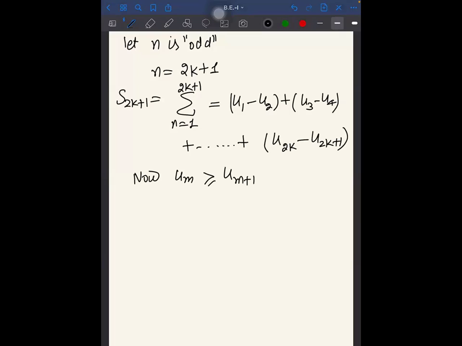Why is it so? Sir, it is given. Already given. Decreasing. Right. So this is positive. Each bracket is positive. This is also positive. So as we have done in the last lecture, therefore your S2K plus 1 is increasing.